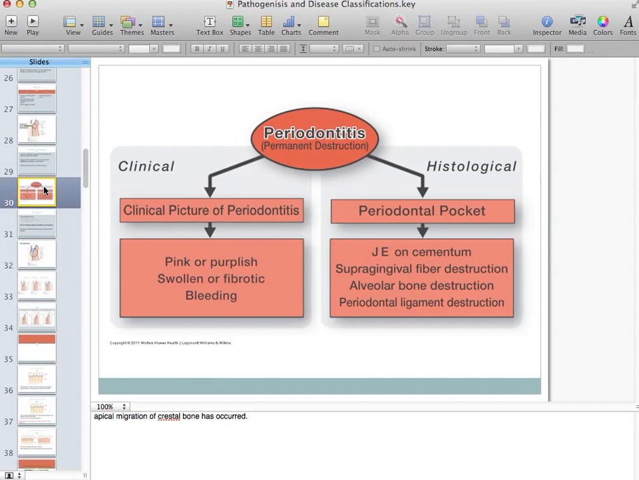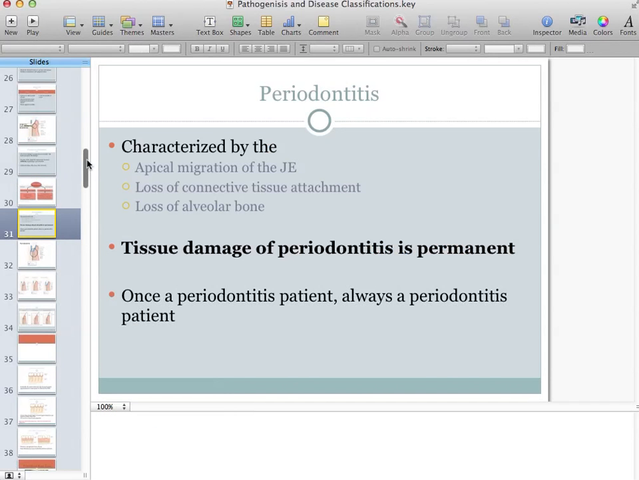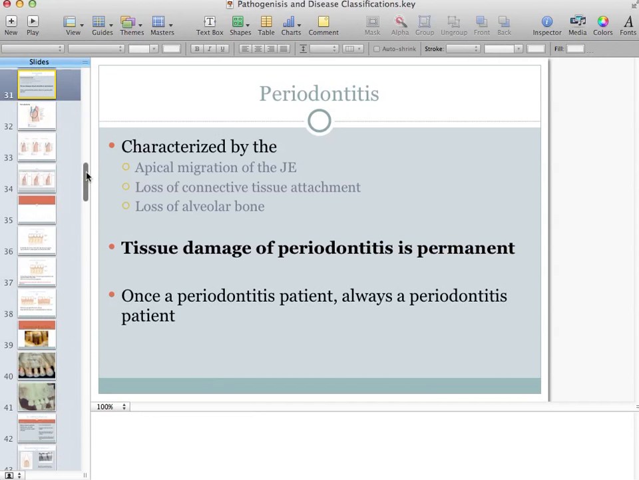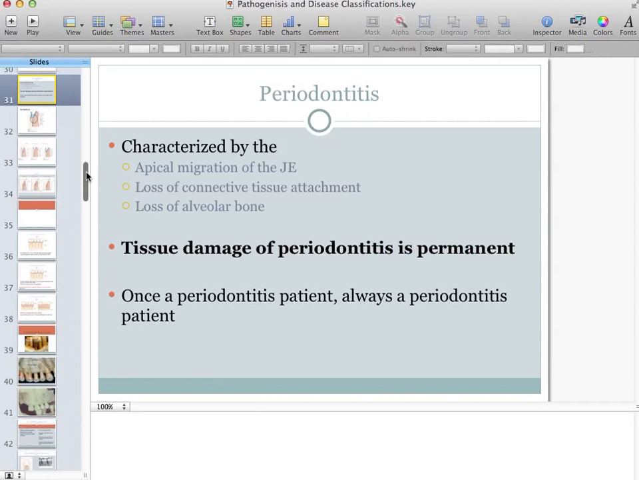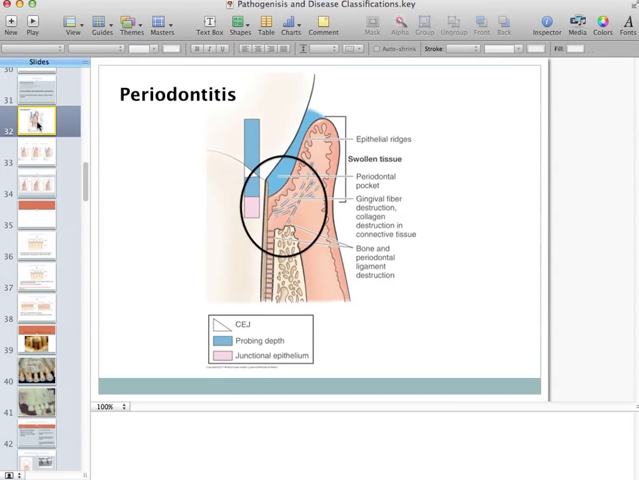Supragingival fibers are destroyed, alveolar bone is destroyed, and PDL is destroyed. Okay? And the crestal bone has migrated apically. So, just to review, periodontitis: junctional epithelium is now apical to the CEJ, with loss of connective tissue and loss of bone, and this is permanent damage. Perio is permanent. Here's a picture again. Junctional epithelium is below the CEJ. It's migrated apically.